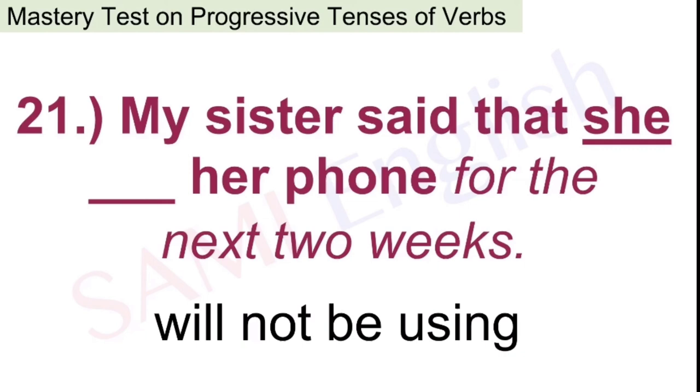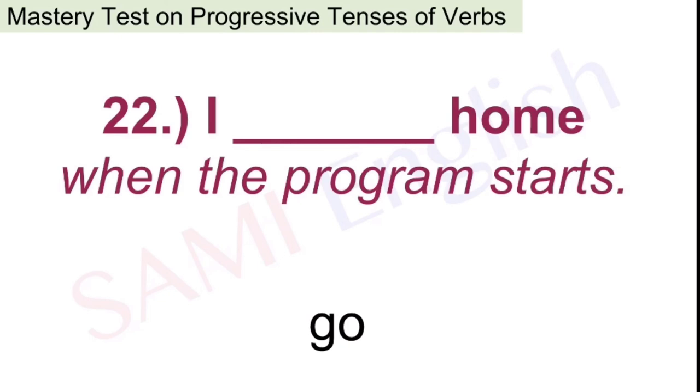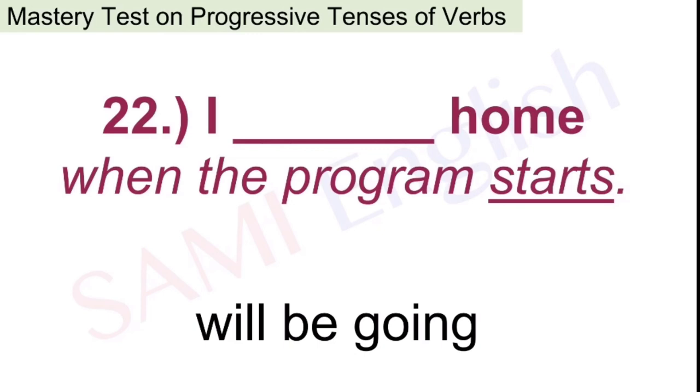Number 22. I blank home when the program starts. Dalawang clauses dito, may when, okay? When the program starts. At ang ginamit na verb in the second clause is in present simple tense. We already talked about this, na ang present simple tense ay kapartner ng future progressive tense of the verb. Okay? So, sana hindi kayo malito. Hindi dapat present progressive tense of the verb din. Hindi, okay? Simple present tense ay partner ng future progressive tense of the verb. So, the answer is, will be going home. Okay? I'll be going home when the program starts. So, ito ay example ng na-overlap na action. Okay? Overlap action in the future.